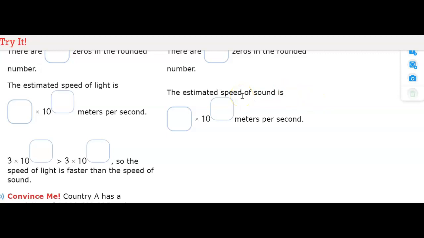So the estimated speed of light is 3 times 10 to the 8th power. And the estimated speed of sound is 3 times 10 to the power of 2. And that goes here as well. So 3 times 10 to the power of 8 is greater than 3 times 10 to the power of 2. So the speed of light is faster than the speed of sound.